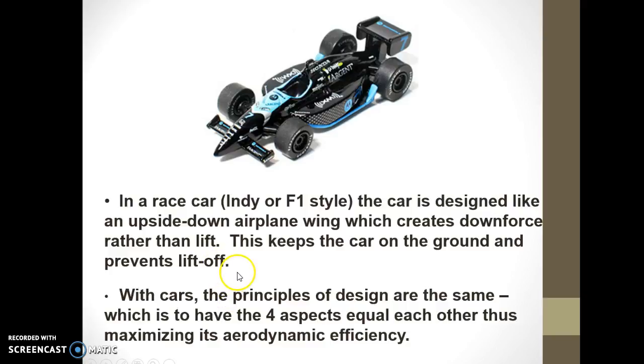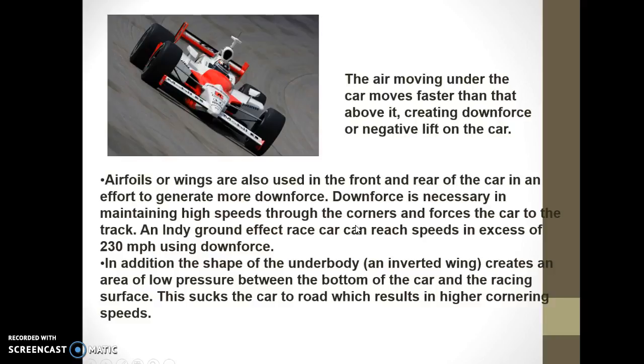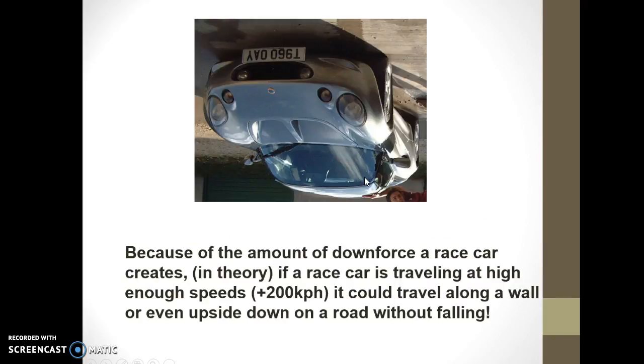Okay, so in an actual race car, these big fancy Indy cars, the car is designed like an upside down airplane, right? So we talked about how airplanes have lift to get them to go up. These cars make it so the airflow keeps them on the ground and pushes them down. So here the air under the car moves faster, creating downforce. Theoretically, if a race car is going fast enough, it could travel along a wall or upside down without falling because of the principles of air and how the air is working on those cars.